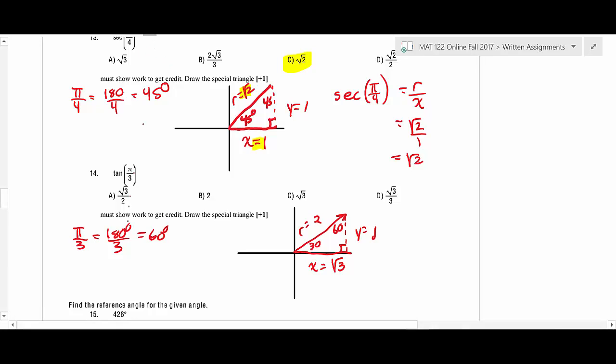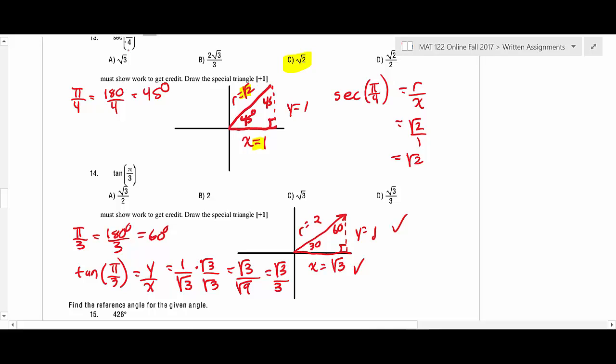So that's the key. So this one, you're doing the tangent of pi over 3. By definition, the tangent's y over x. So that means you would have 1 over square root of 3. And then you would need to rationalize that denominator. So if you multiply by square root of 3 over square root of 3, you're going to get square root of 3 over square root of 9, which is square root of 3 over 3. Okay, so the answer to that problem would be that.